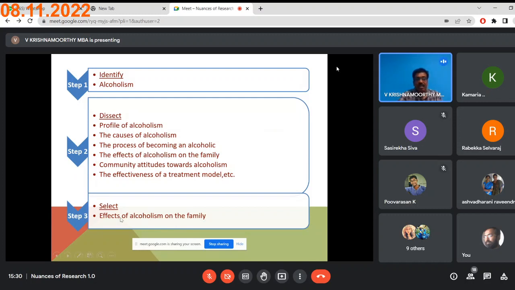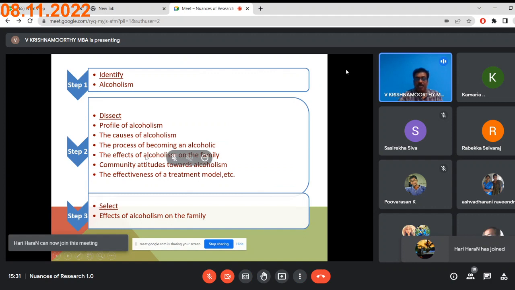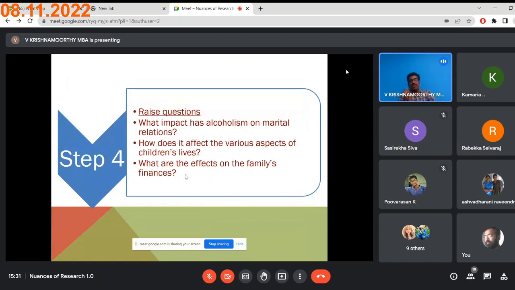Now you have selected the effect of alcoholism on the family. You can select any other topic. It's not a problem, because I already told you the topic should be selected based on the researcher's own interest. Okay, now you are asking some questions. These are said to be research questions. What impact has alcoholism on marital relations? Next one, how does it affect various aspects of children's lives? When they are a child, how will it affect? When they are adolescent, how will it affect? When they are young, how will it affect their life? Third one, what are the effects on the family finance? So these are your research questions.